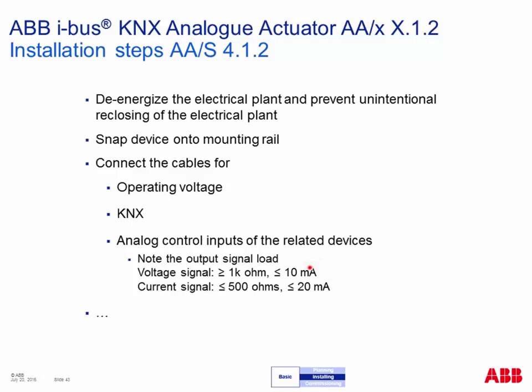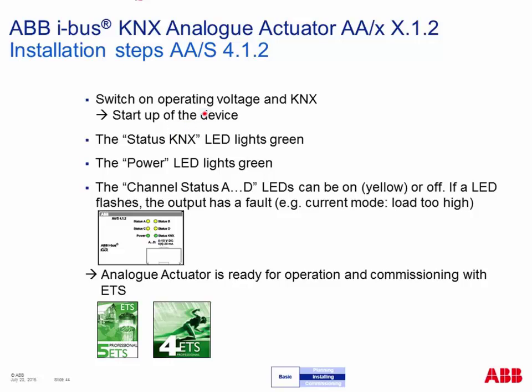So let's come to the installation steps. Very, very important: when you start to install the device, de-energize the complete electrical installation and make sure that no one, for example, can switch on the energy while you are working here and wiring the device. Then snap the device onto the mounting DIN rail, connect the cables for the operating voltage for the DIN rail component, connect KNX, and check again here. When you control the analog control inputs of your related devices, for example your terminal device, make sure that you have more than 1 kilo ohm for voltage signals, and less than 500 milliohms for current signals. After these steps, switch on the operating voltage and KNX.